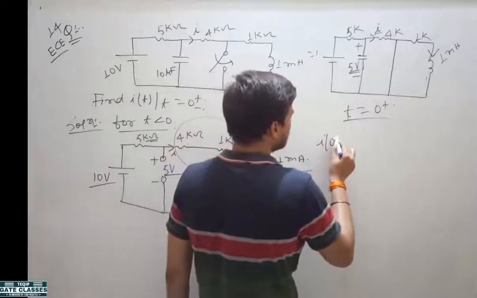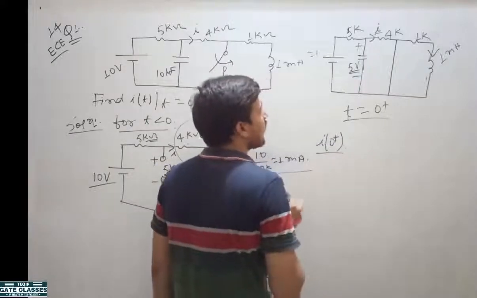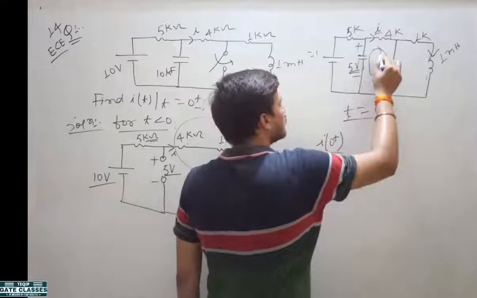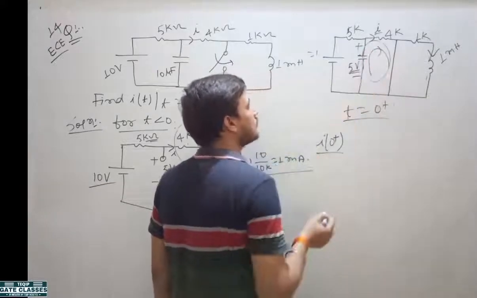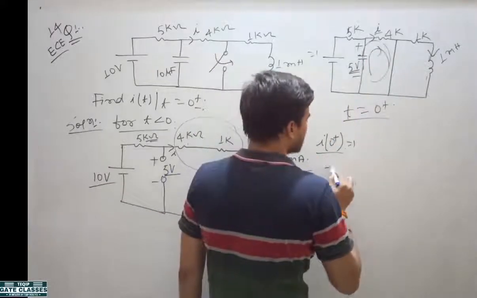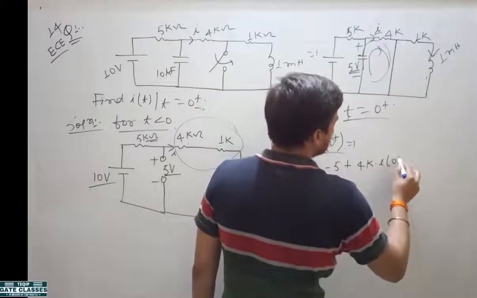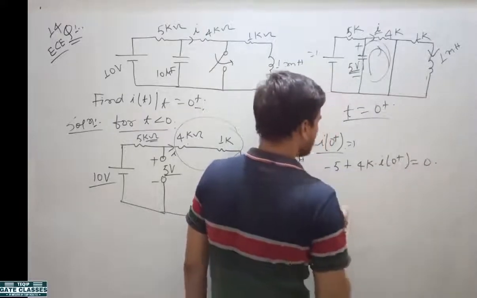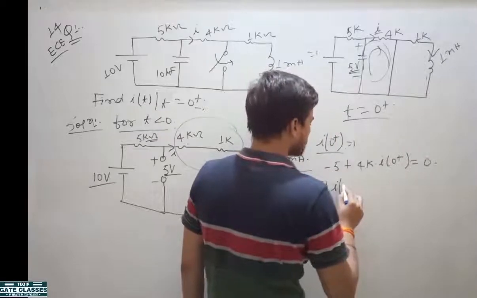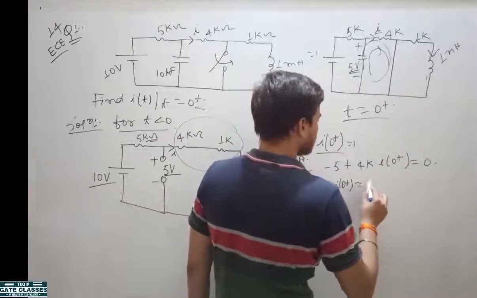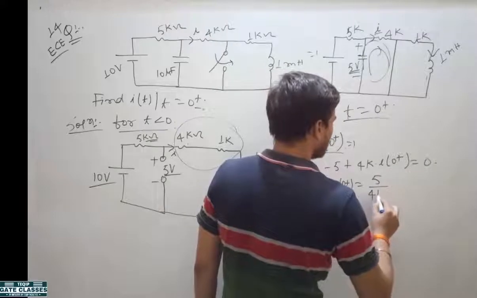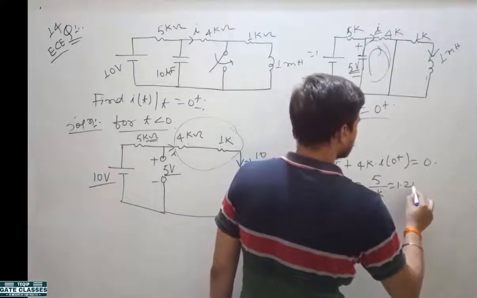To find I0 plus, what will you do? You will apply Kirchhoff's voltage law in this loop. So here it will be minus 5 plus 4k into I0 plus equal to 0. From here I0 plus will be equal to 5 divided by 4k, that means 1.25 milliampere.